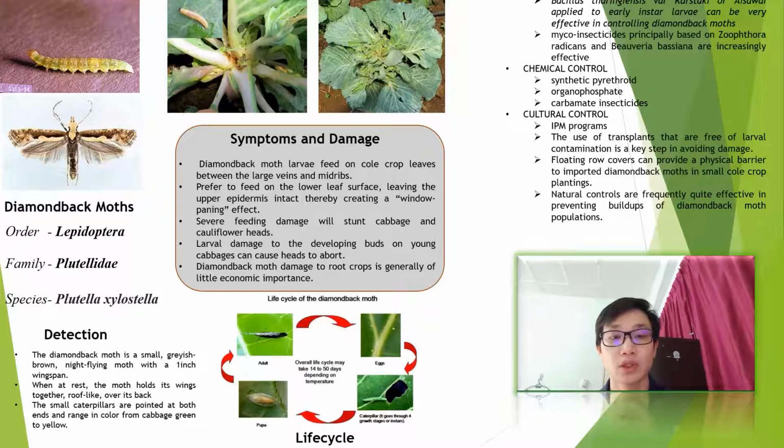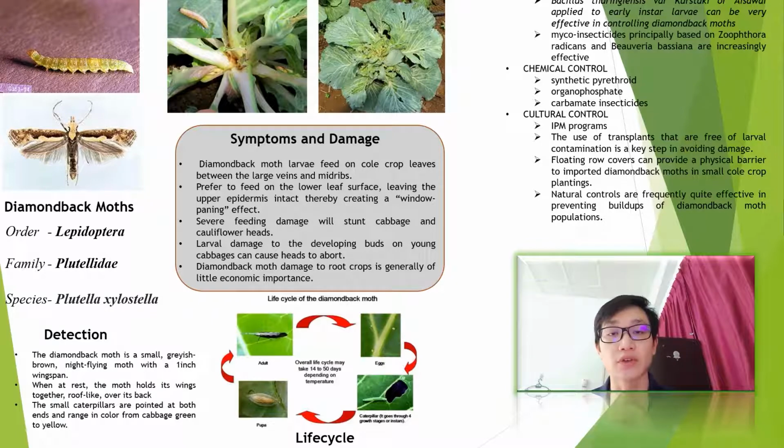Diamondback moth is under the Lepidoptera order and is also known by the scientific name Plutella xylostella. During the larva stage, it usually causes damage. It feeds on the cole crop, which causes a windowpane effect on the leaf surface. Besides that, larvae also damage the cabbage buds and cause the head of young cabbage to abort. After the larva stage, the diamondback moth eventually causes damage to the cabbage roots.